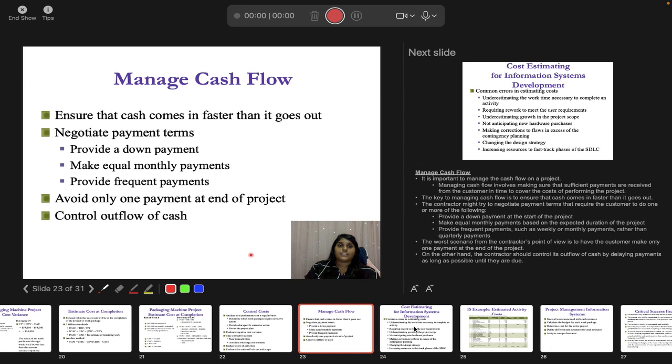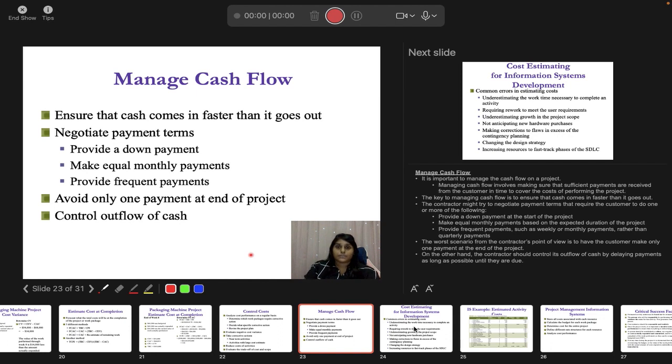So it is important that you know how to manage it in a way that you always have some money left for you. Okay, so you negotiate on payment terms, provide a down payment, make equal monthly payments, provide frequent payments, and avoid only one payment at the end of the project. You want your payments to be faster, but you hold people's payment first. Okay, you align with companies, or you have a relationship with companies that is going to allow you to have higher payment terms.